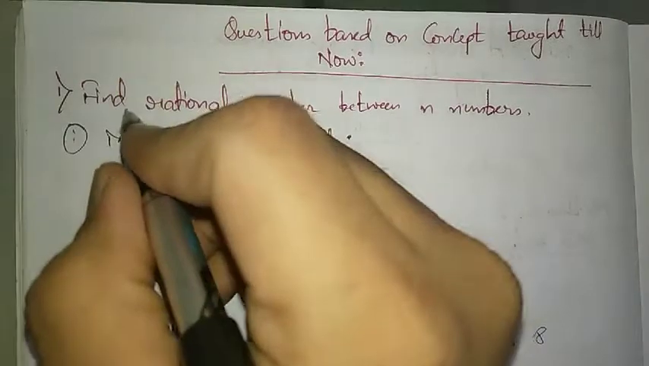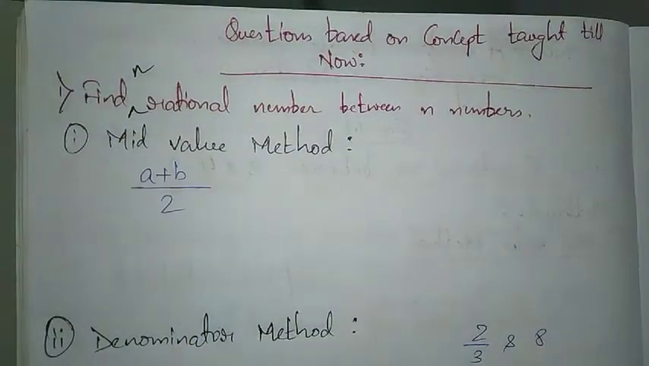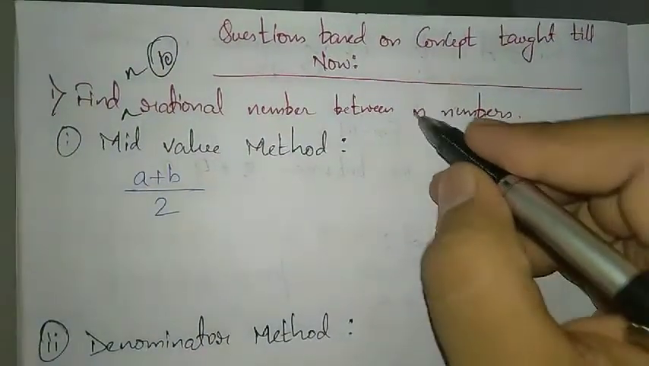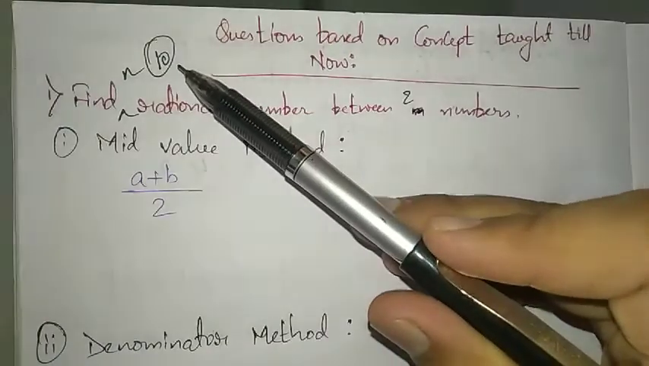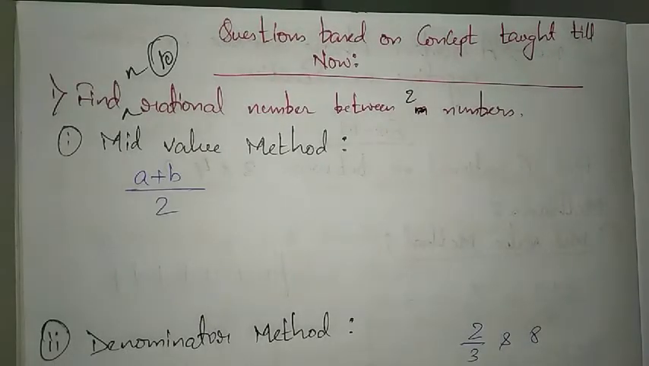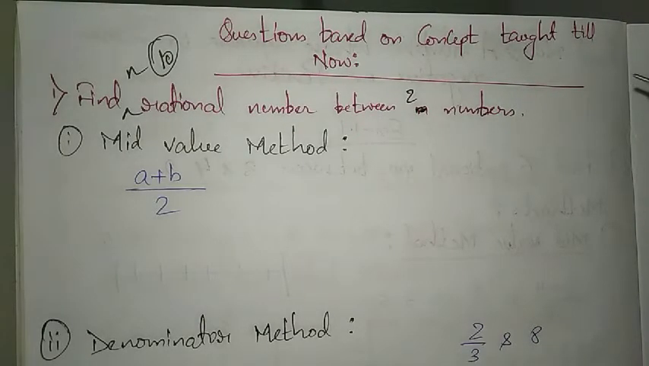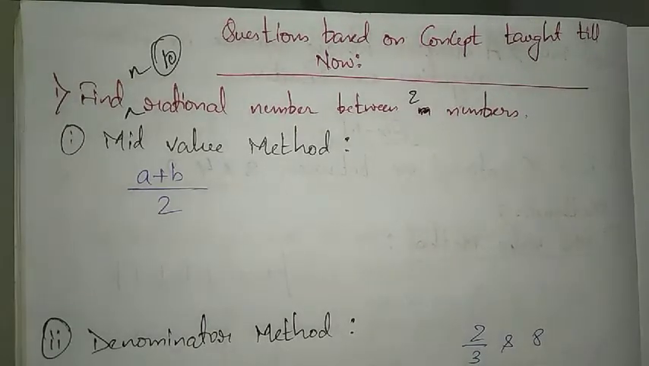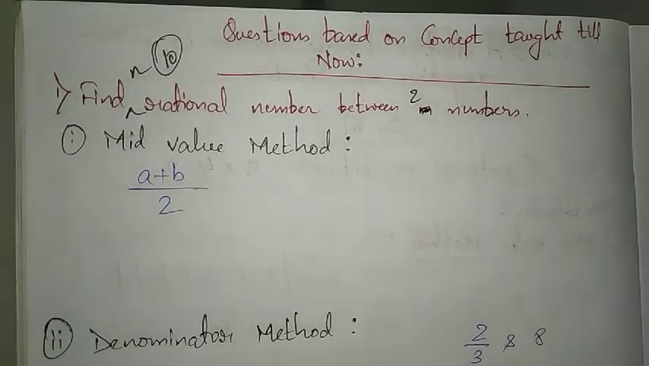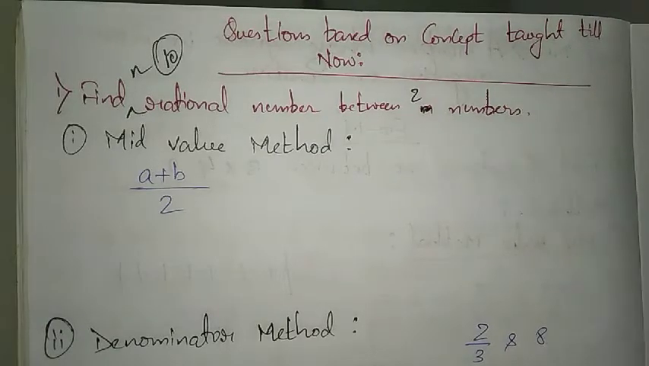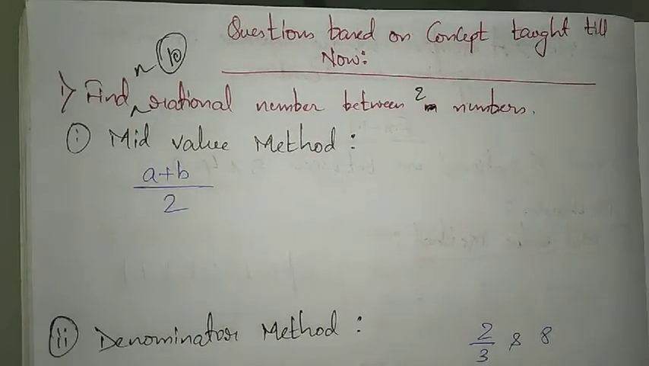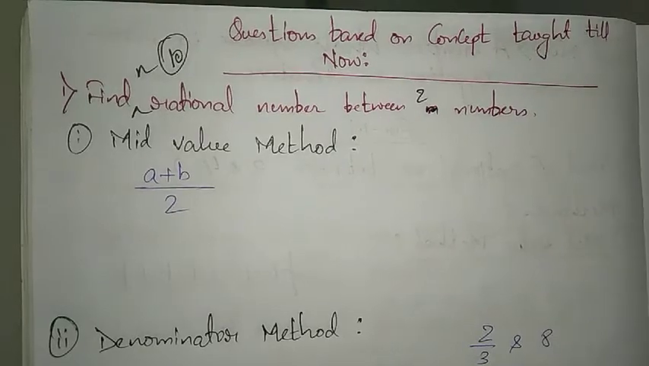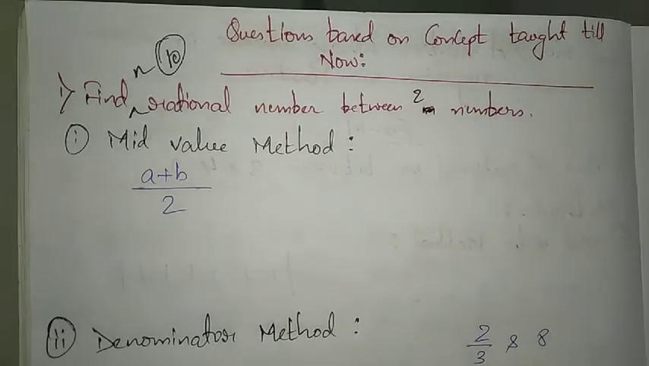Okay, and they can give you a question like this: find n rational numbers. Suppose they gave a question that find 10 rational numbers between two numbers. So two numbers are given to you, and there you will have to find some 10 rational numbers. For doing this question, there are basically three methods, and I'll go through them one by one. The very first one is the mid value method, the second one is the denominator method, and the third one is a method used when the denominators are not the same. Okay, so we'll get back to it.